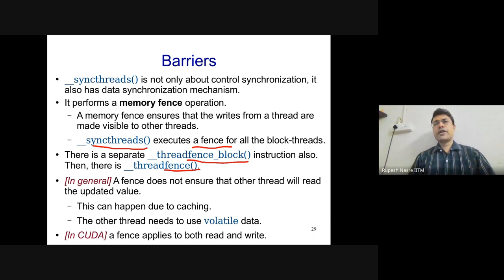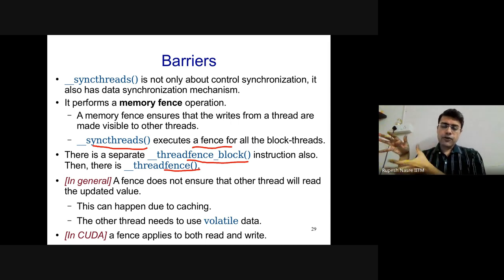Think about it this way: let's say you are writing some embedded program, some device program, and you are updating some value from one thread. You want that value to be seen by the other threads whenever they read after this write. To ensure that, you have to use a thread fence, because otherwise the value will be written only in the local memory or maybe in the cache, and it will not be reflected in the common memory. Therefore, we require a thread fence, which ensures that the value is written to the main memory or some common memory.